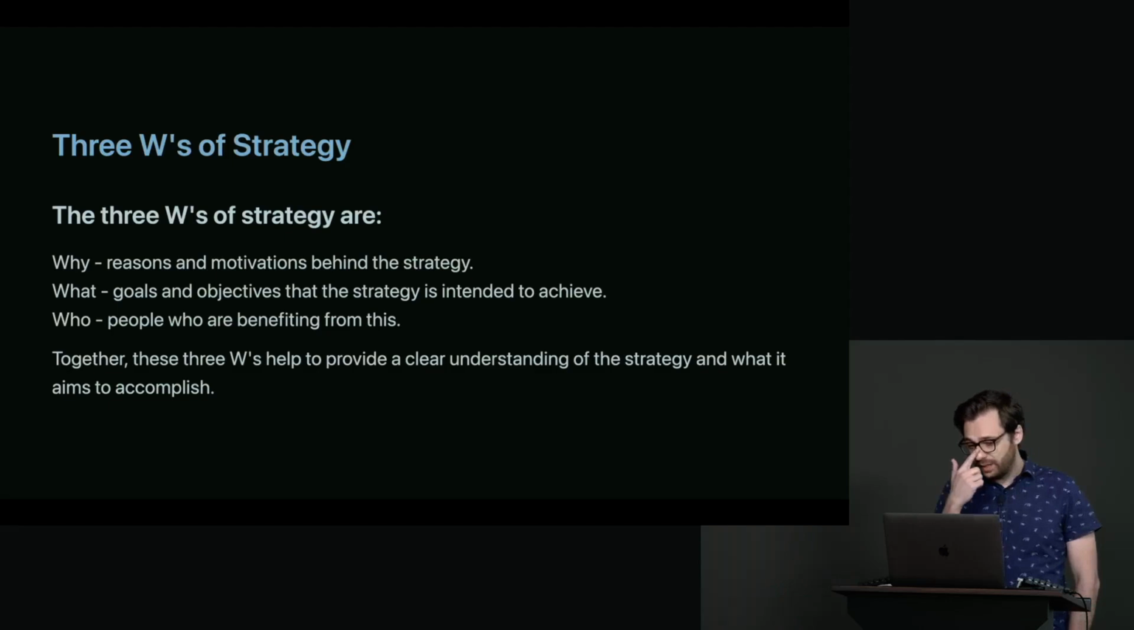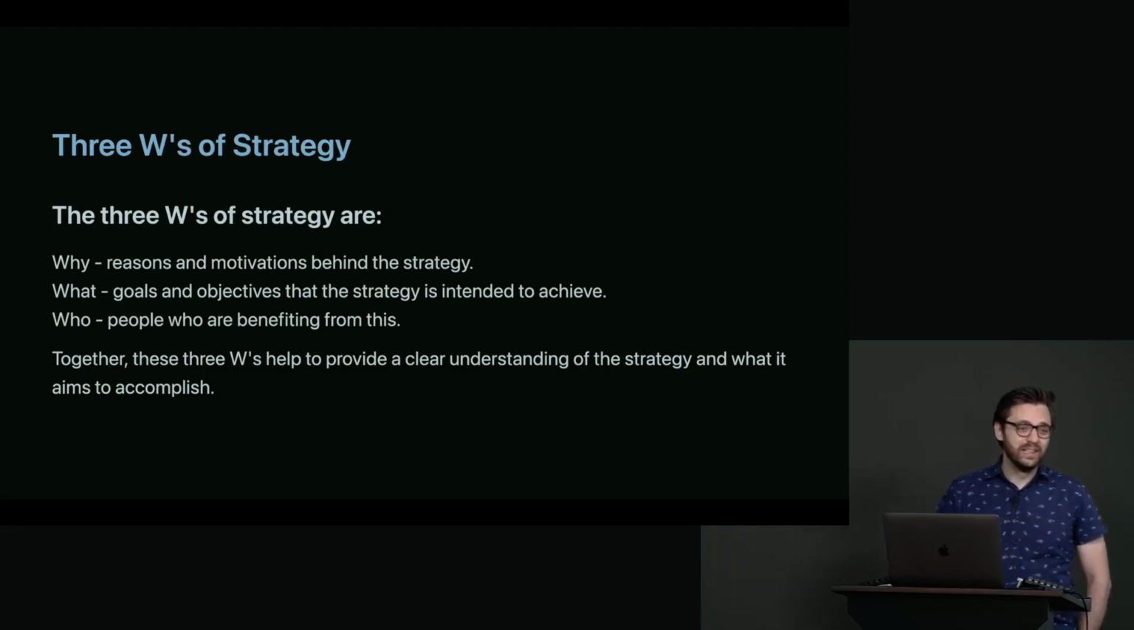If you start thinking about some of these, even for things that you have at your company, you might be able to start to see what is potentially more important and what is potentially less important. Together, these 3 W's help you provide a clear understanding of strategy and what it aims to accomplish. And as a matter of fact, you can even use these 3 W's of strategy to throw out whole projects if you want to. Not the first time I've done it.